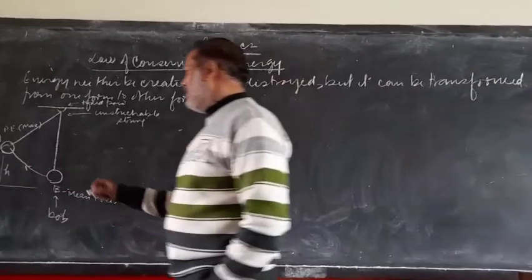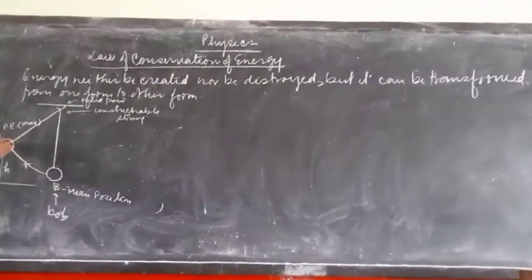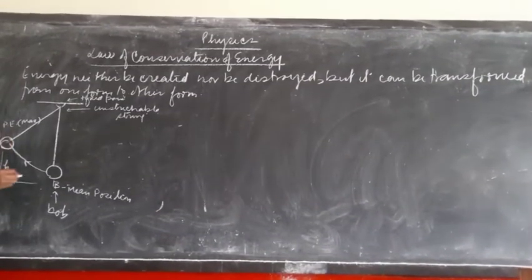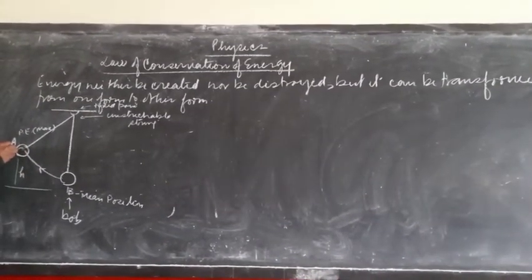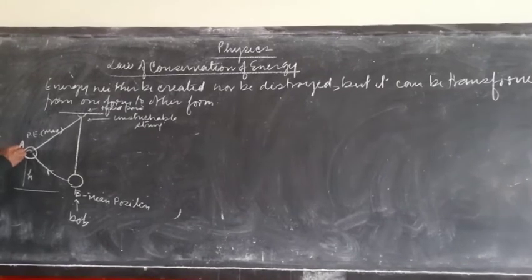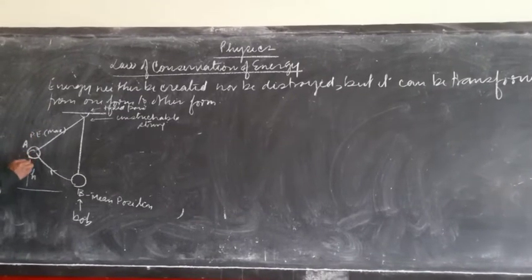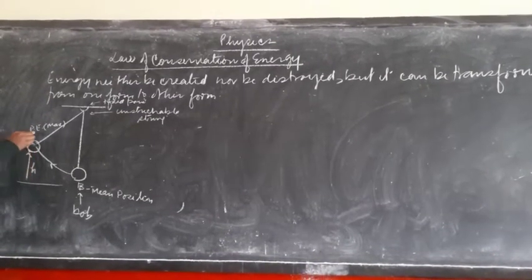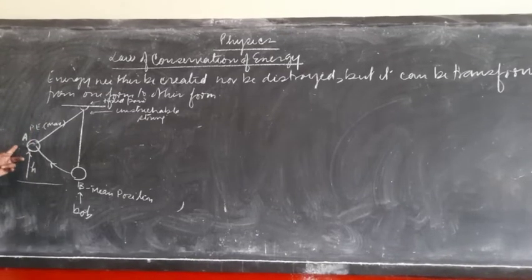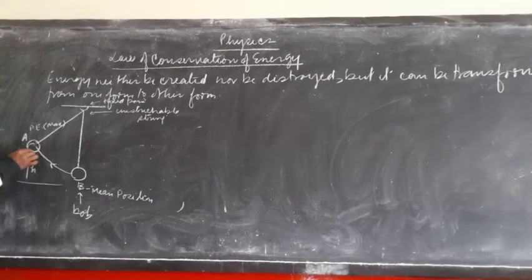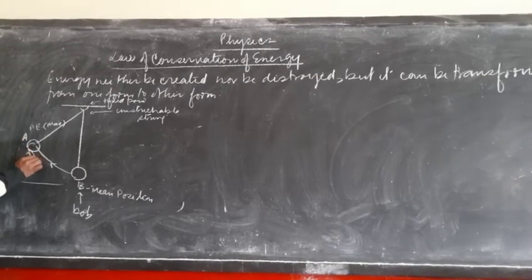Now suppose this bulb is raised up to height h at position A. Because of the change of place and position, this bulb will attain the maximum potential energy. Now suppose this bulb is allowed to release.